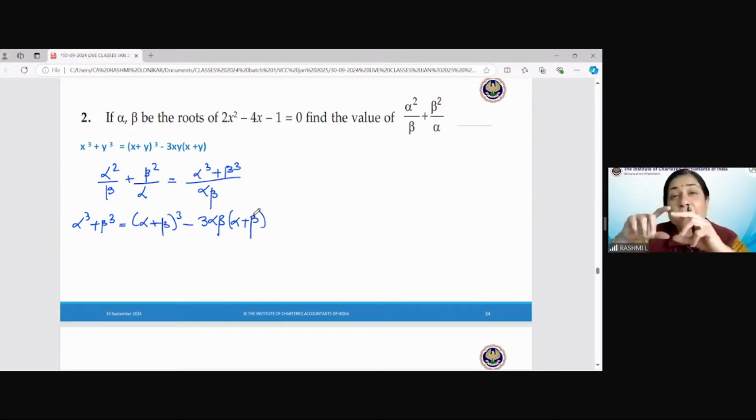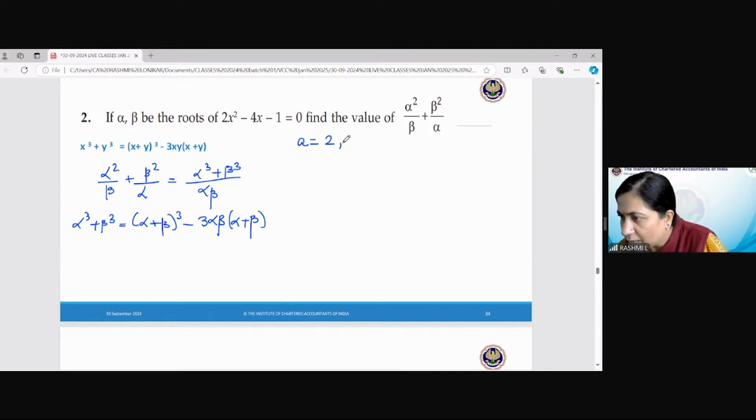We already have a longer formula for (a plus b) whole cube, why are we not using it? Because we would like to use the properties of quadratics, sum of roots and product of roots. So alpha cube plus beta cube is (alpha plus beta) whole cube minus 3 alpha beta into (alpha plus beta).